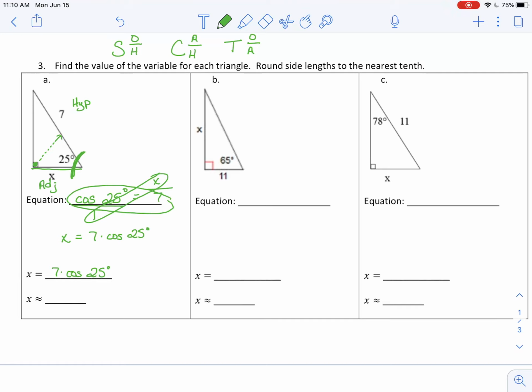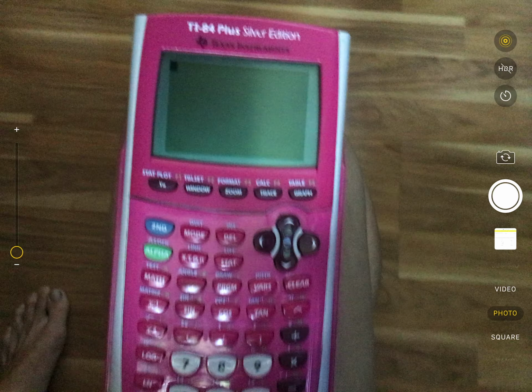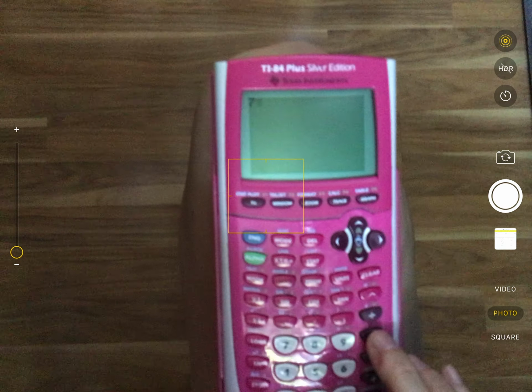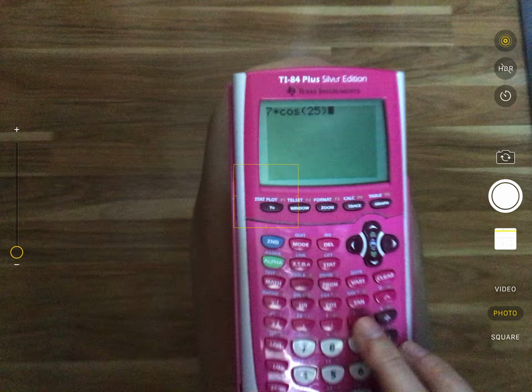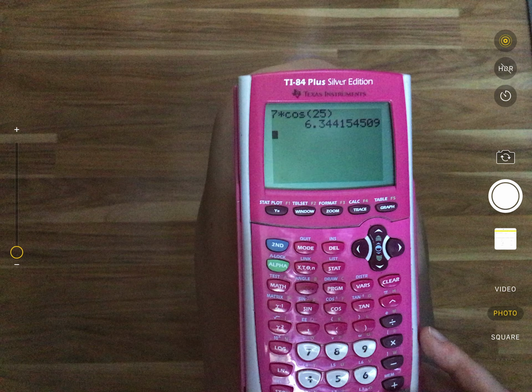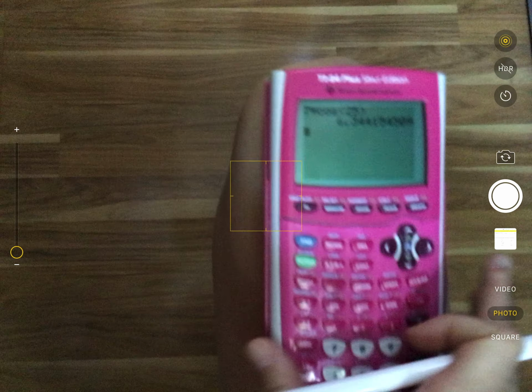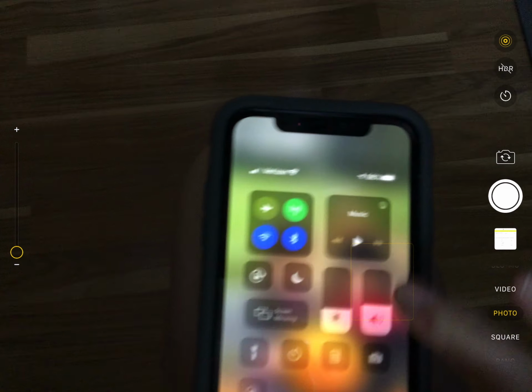So I'm going to pick up my calculator. And again, there are two main styles of calculators. One that goes forward and the natural feeling way to do it, and the one that's kind of backwards. So I'm going to show you the forwards way first. So it was 7 times the cosine of 25. So I'm going to type in 7 times cosine 25, close my parentheses. I'm getting 6.3.